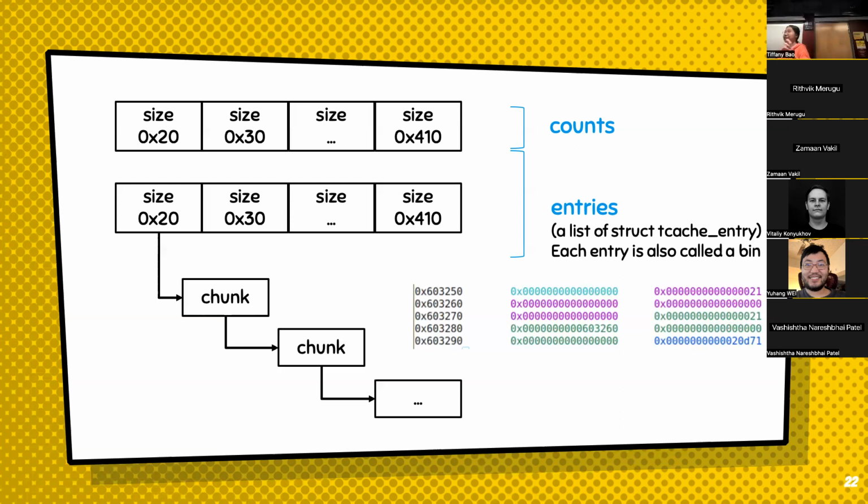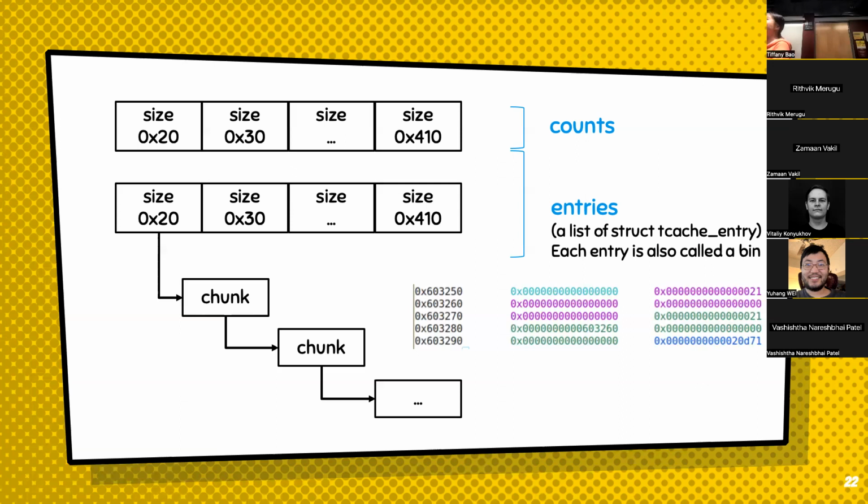So it can be divided by 16. That's why if you ask for, say, 21 bytes, it's likely that you're going to have a chunk with the size of hex 30. So hex 30 bytes, okay?